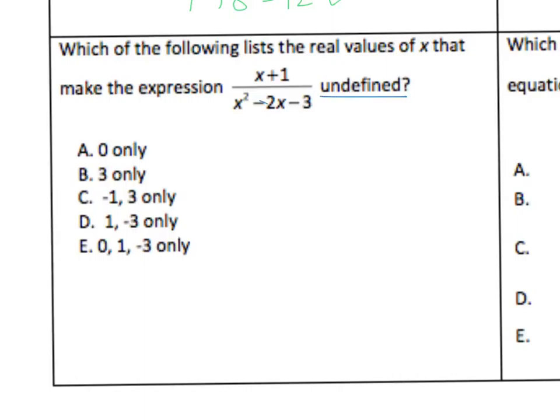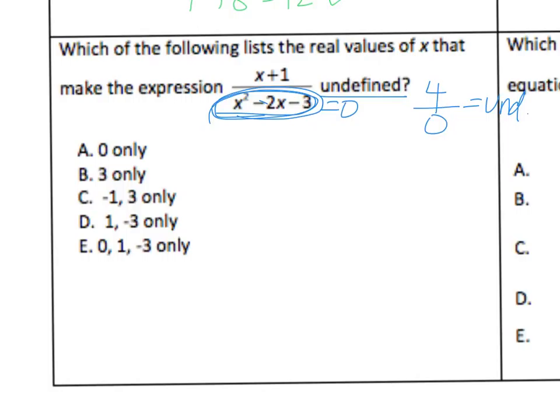So something that you need to remember is what makes a fraction undefined. What makes a fraction undefined is when the denominator equals 0. Like if you have 4 over 0, this is undefined. So I want to know when x squared minus 2x minus 3 equals 0. Again, you could factor and solve, or you can use your answer choices below.